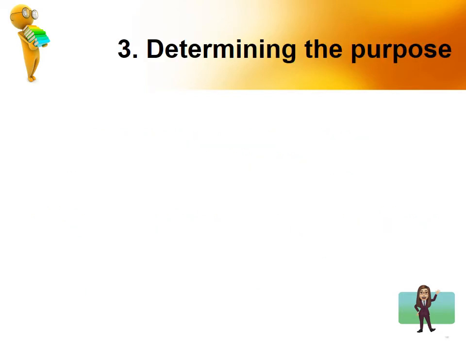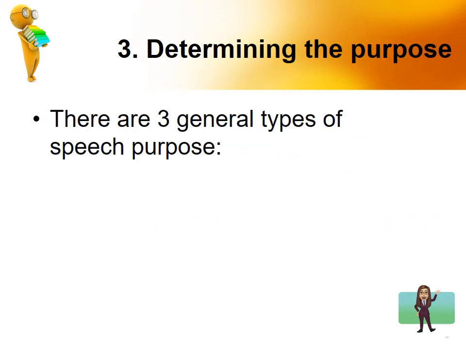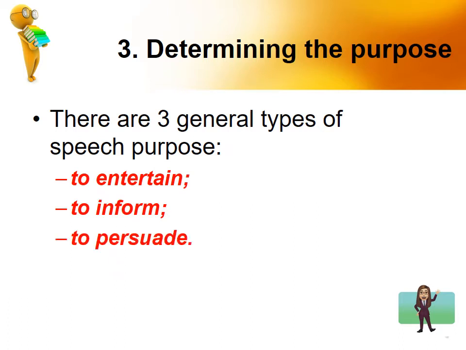Third step is determining the purpose. There must only be one purpose of a speech. Now we know that there are 3 general types of speech purpose. First is to entertain, then to inform, and then to persuade. The specific purpose of a speech is stated in the purpose statement, which is a complete sentence which describes the objective of the speech. It will keep you focused as you plan your speech.